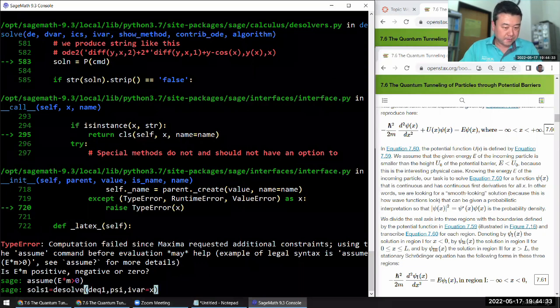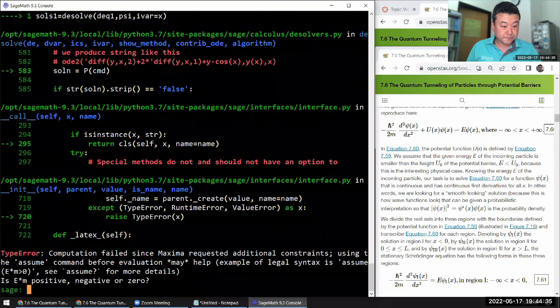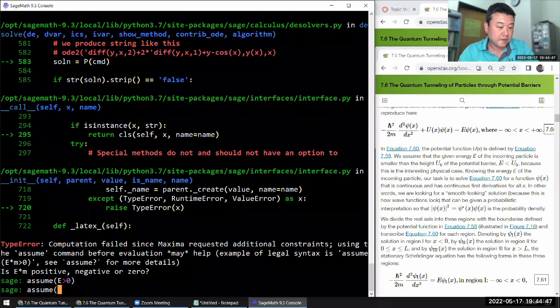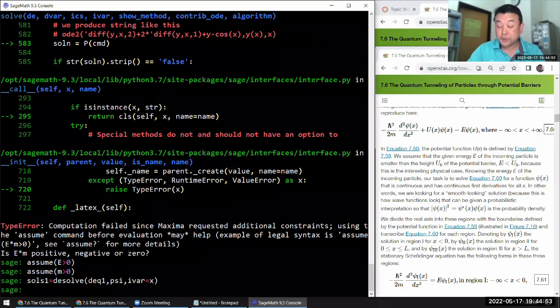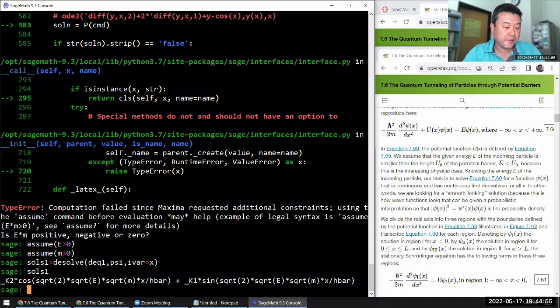So let's try it again. I thought I already did that. All right, let me just make it a little bit easier. Let's have it assume that energy is positive, and have it assume mass is positive. They're both positive numbers. Okay, you finally have an answer.